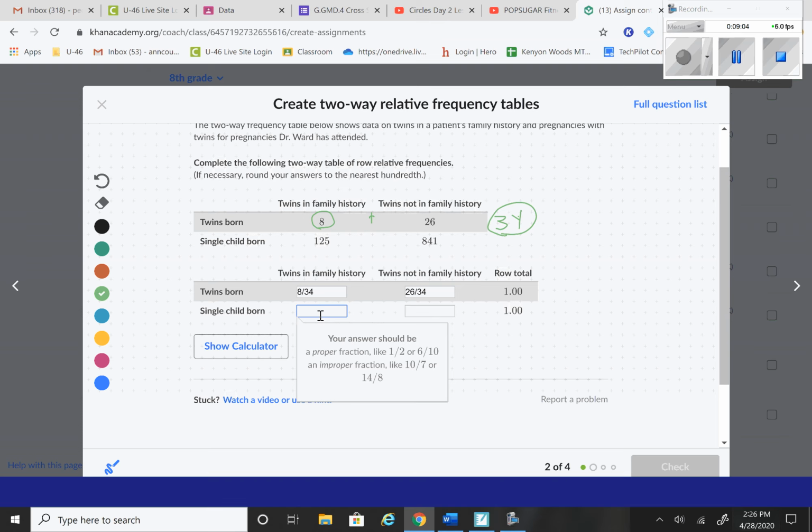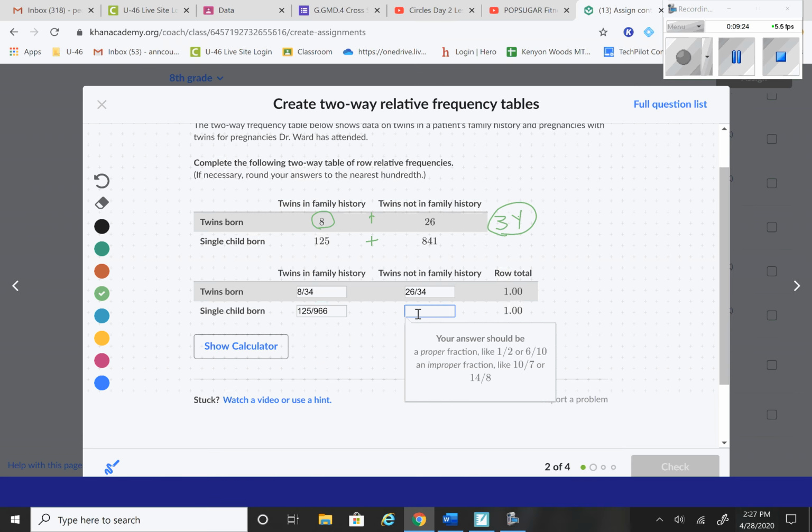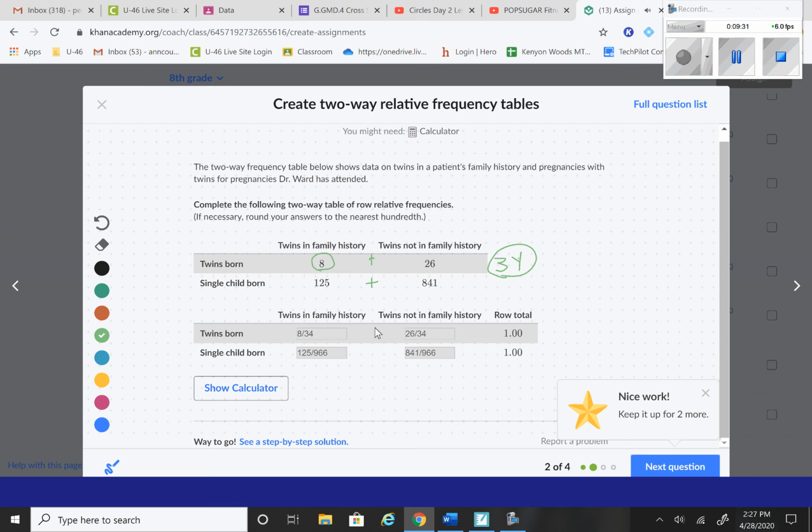Single child born, that's 125. Ooh, so then I have to add up these as well. 125 plus 841, using my calculator, I got 966. So this is going to be 125 out of 966, and this one's going to be 841 out of 966. A little confusing there. Sometimes it looked like they wanted the decimal, and then here they wanted it as a fraction, so maybe they're not always consistent.